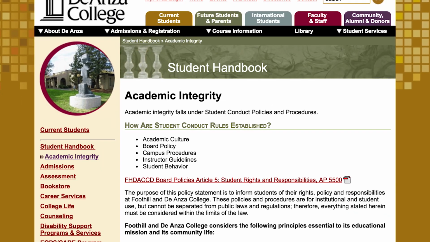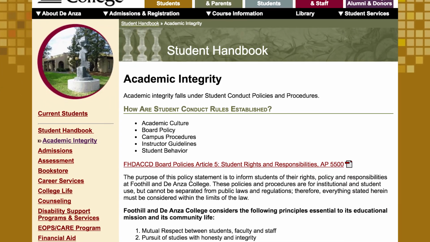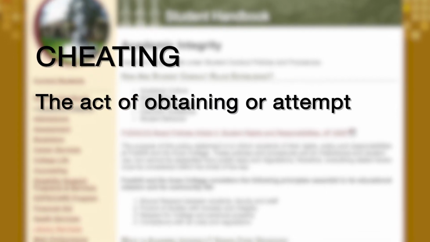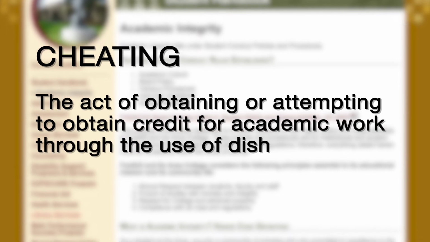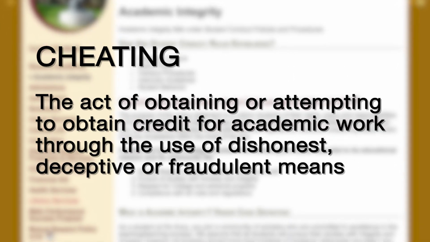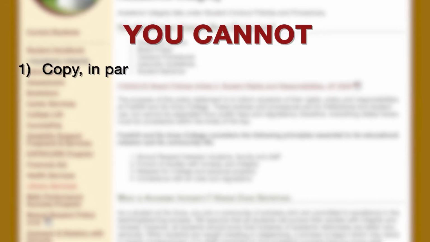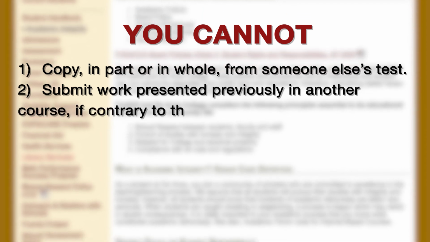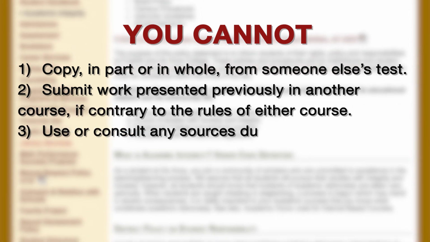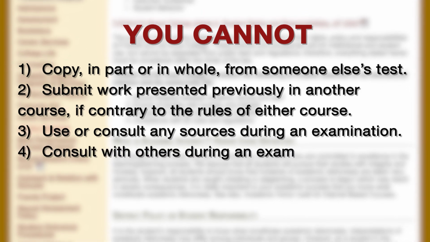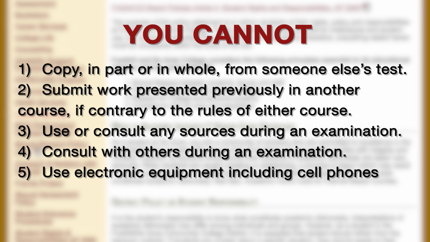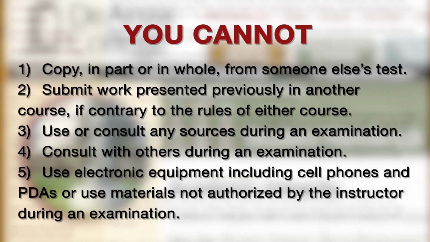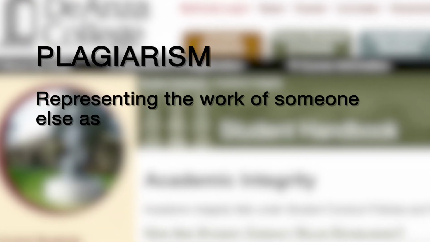According to the Anza College Student Handbook, the most common kinds of academic dishonesty are cheating and plagiarism. The handbook defines cheating as the act of obtaining or attempting to obtain credit for academic work through the use of dishonest, deceptive, or fraudulent means. Under this definition, you cannot copy in part or in whole from someone else's test, submit work presented previously in another course if contrary to the rules of either course, use or consult any sources during an examination, consult with others during an examination, use electronic equipment including cell phones and PDAs, or use materials not authorized by the instructor during an examination.